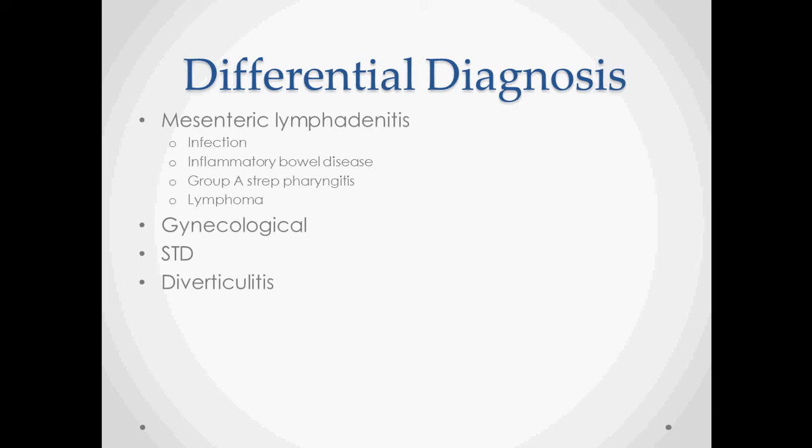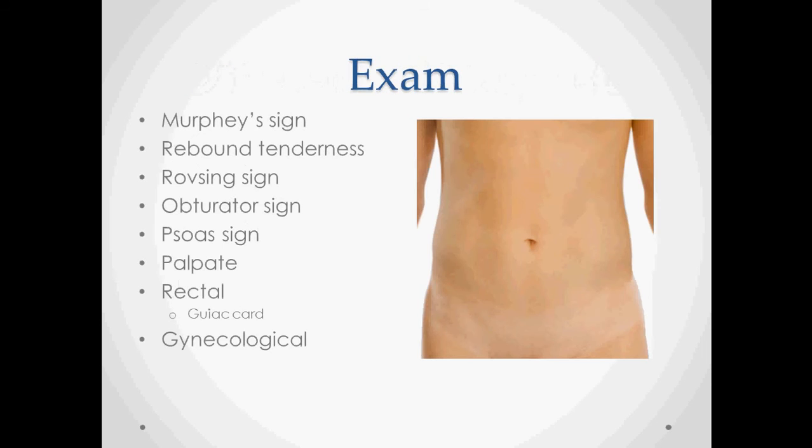Other conditions that need to be ruled out are gynecological conditions, especially PID and ectopic pregnancy, which you usually can do fairly easily with an ultrasound and a pregnancy test, a beta HCG test. And STDs and diverticulitis are also things that need to be ruled out.